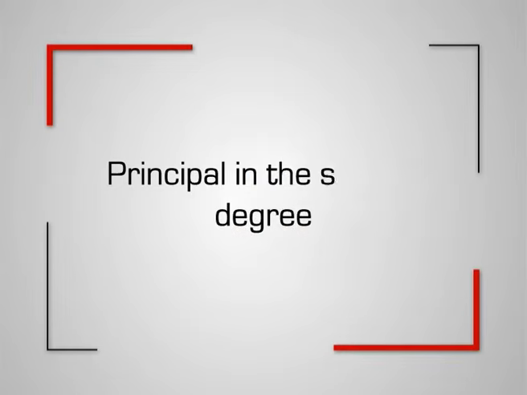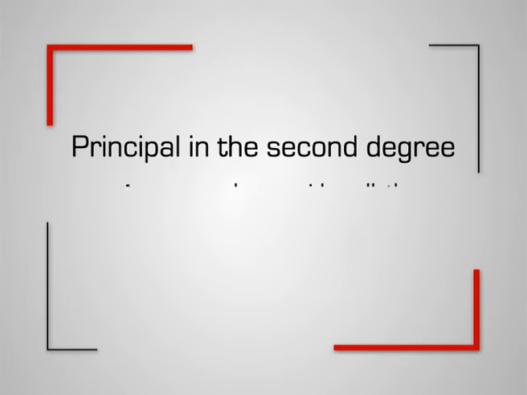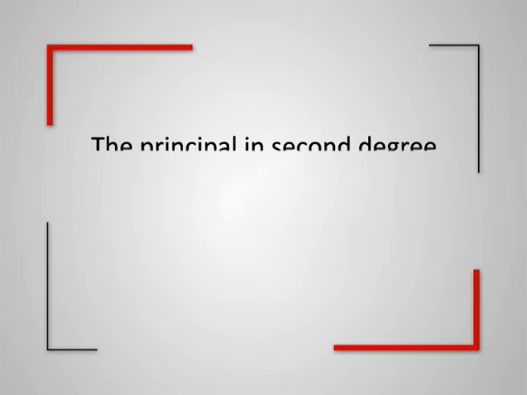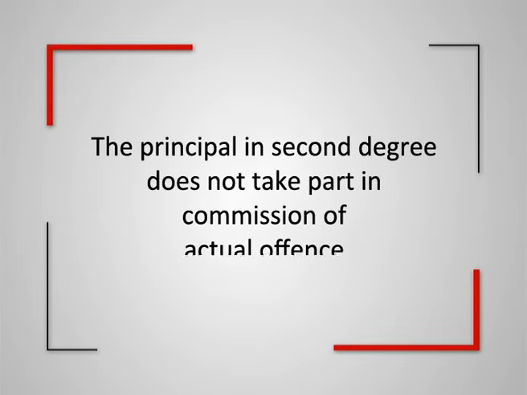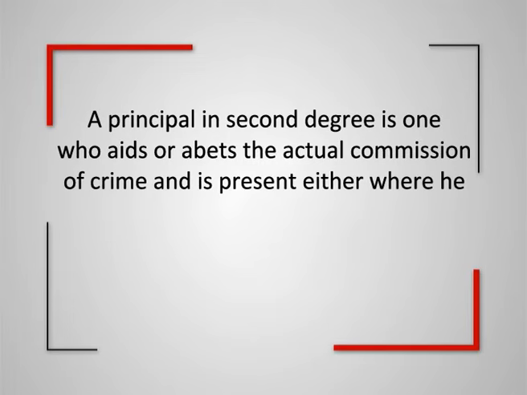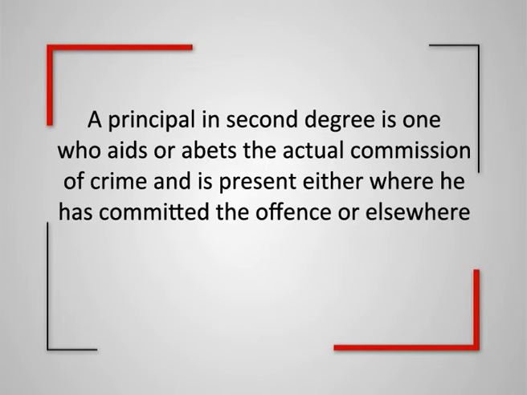The second one is principal in the second degree. Principal in the second degree is one who provides all the assistance or help to the principal of the first degree to do the crime. The principals in the second degree are those who aid and assist in commission of the offence. The principal in the second degree does not take part in commission of the actual offence. Stephen explains that a principal in the second degree is one who aids or abets the actual commission of the crime and is present either where he has committed the offence or elsewhere.